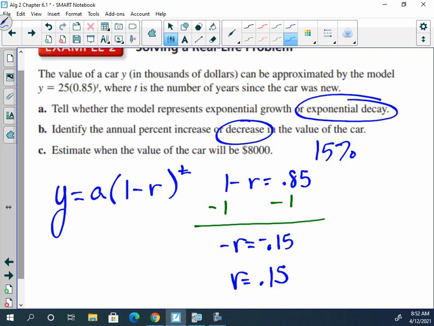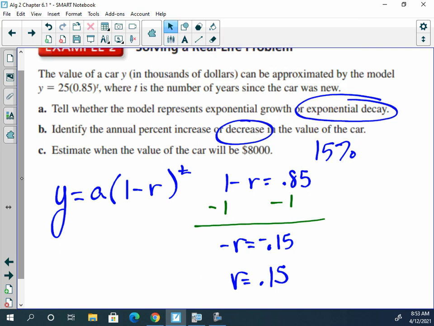T, time, the amount of time that has passed. And we can kind of use this overall model, this equation, to figure out how long it's going to take the car to be 8,000. How long is it going to take for the car to decrease from $25,000 to $8,000? Times 0.85 to the t.